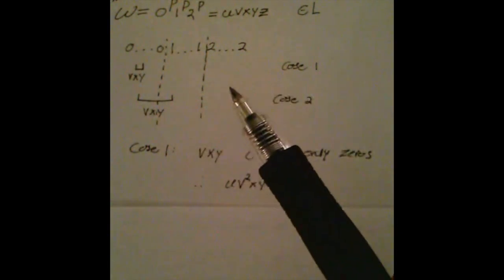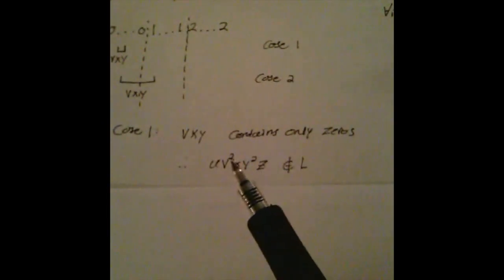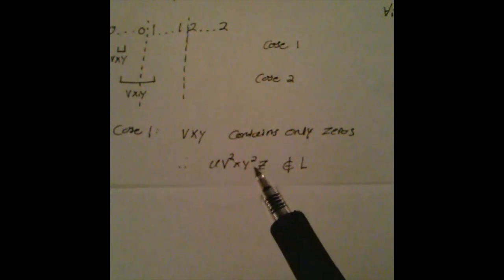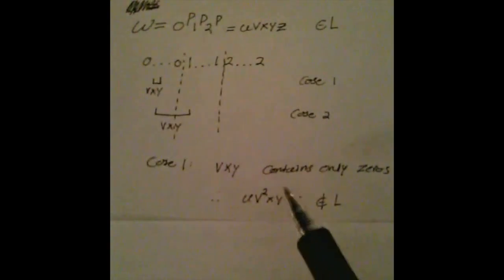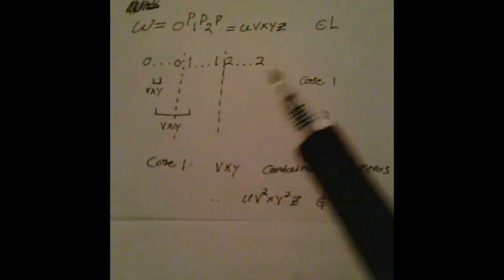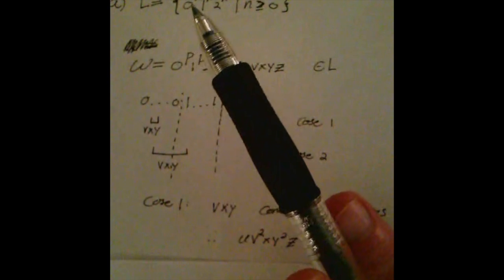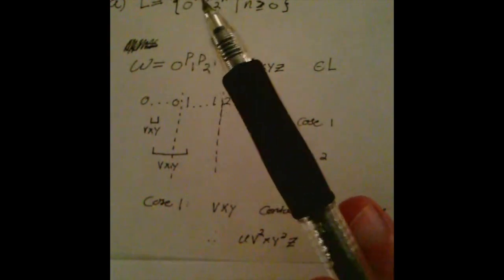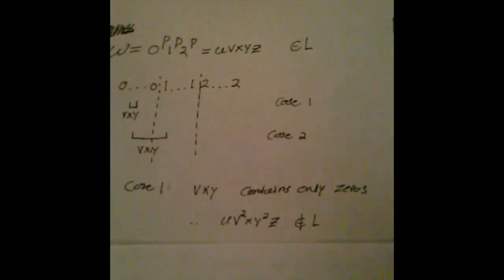Case 1, vxy contains only zeros. This would be true if it contained only ones or it contained only twos. If you apply Rule 5, where for any i this has to be an element of the language, you would get u, v^2, x, y^2, z. This would not be an element of L, because your v and y would only be zeros. So you would end up adding more zeros to your string, but no more ones or twos, which would result in a string that didn't have an even number of zeros, ones, and twos. You'd have more zeros than you had 1s and 2s. So therefore, it would not be part of the language.